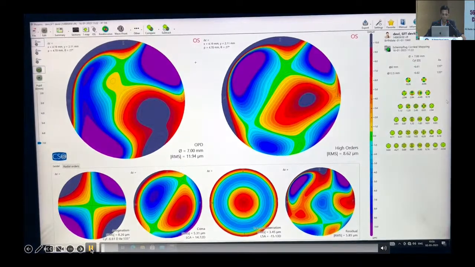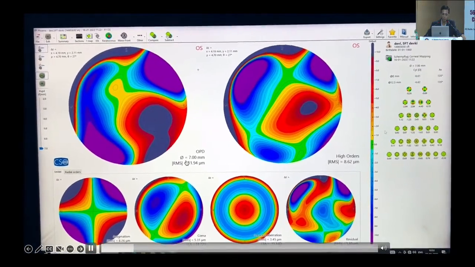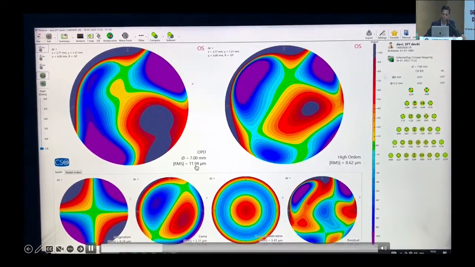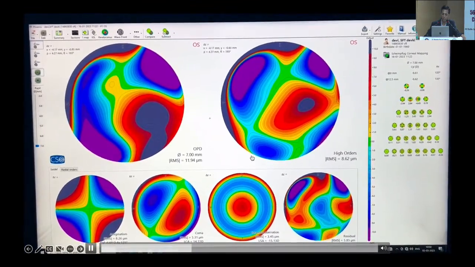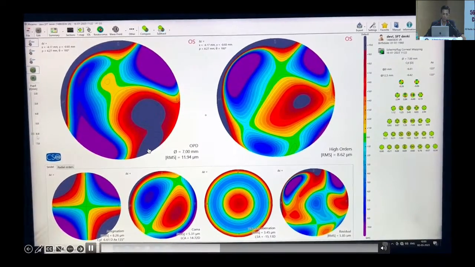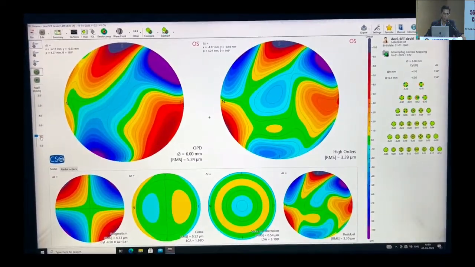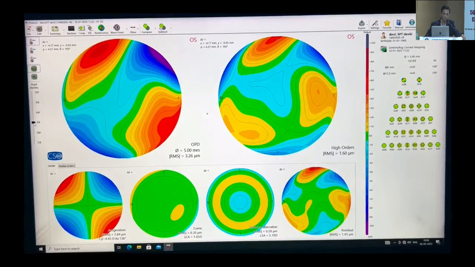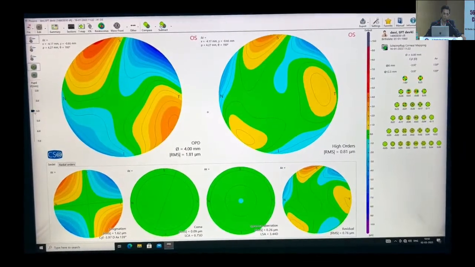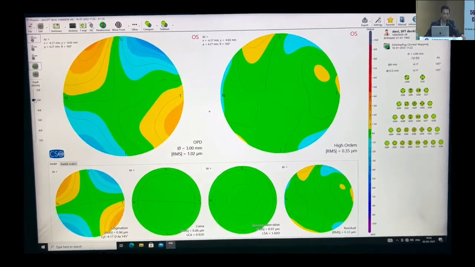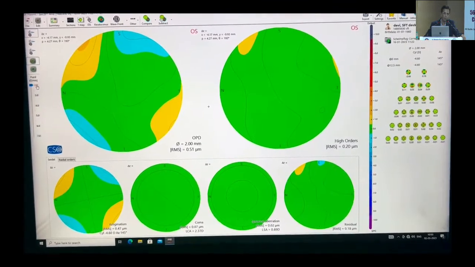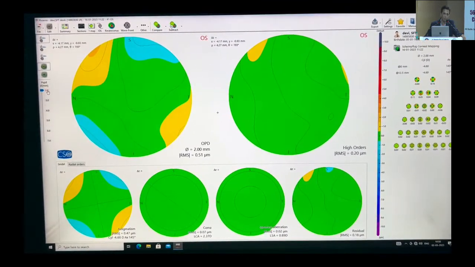You can see in this video that the RMS value is around 11.94 at a 7 millimeter pupil size. But if we decrease the pupil size, you can see the transformation happening to the corneal wavefront going through the pupil. This is at 4, this is at 3, and this is at 2 millimeters. So the corneal wavefront becomes whichever part is passing through the pupil.